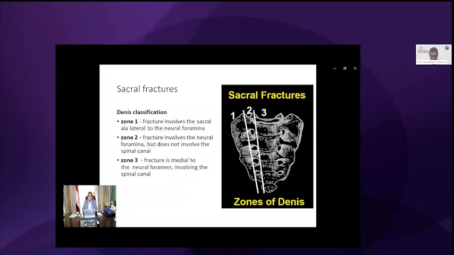Sacral fractures are classified by Dennis classification. It's either zone 1, when the longitudinal fracture line is lateral to the sacral foramina, zone 2 when it is transforaminal, and zone 3 when it is medial to the sacral foramina. So it's passing through the neural canal.